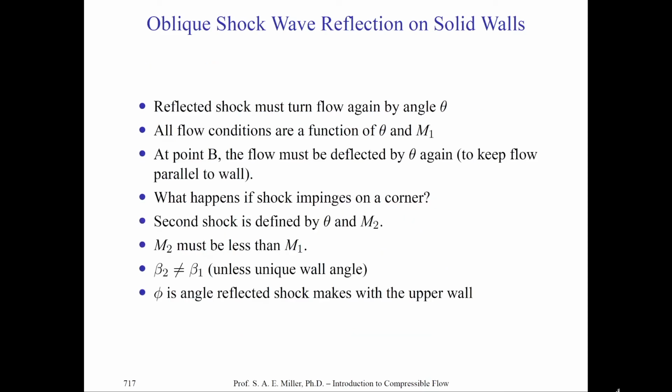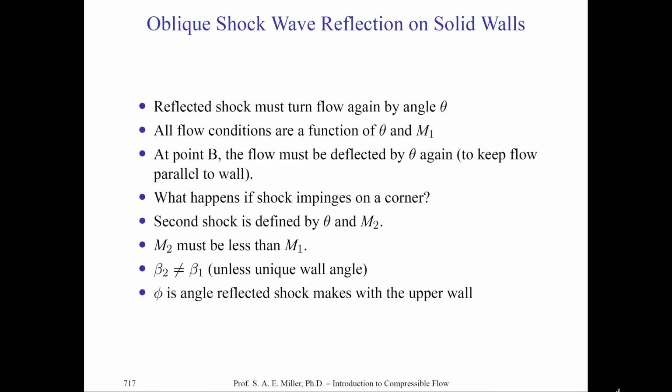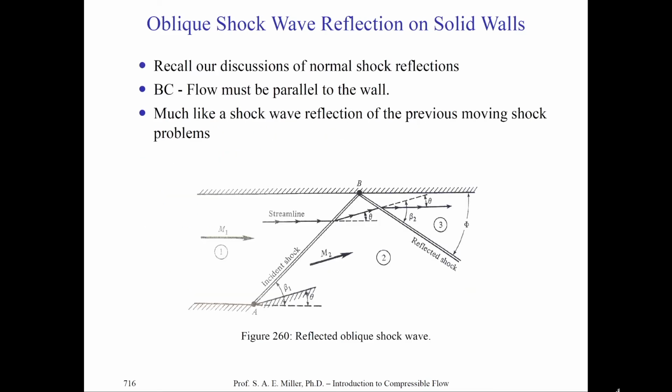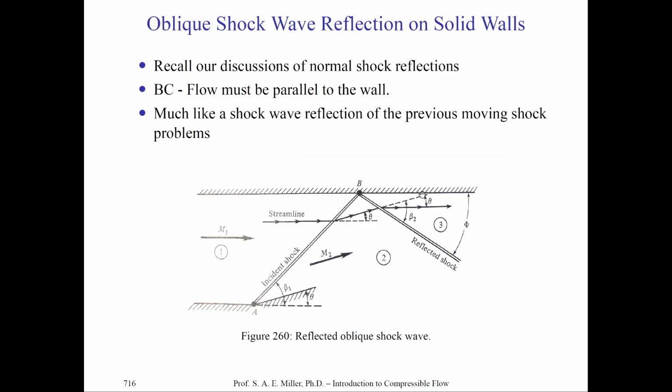Let's make some important notes about what we have seen so far in this particular problem. We know that reflected shock waves must turn the flow again by an angle theta, as we showed in our diagram and on our Schlieren. Two, all flow conditions will only be functions of each individual flow turning angle and incoming Mach number. At point B in the figure, the flow must be deflected again by angle theta to keep the flow parallel to the wall and enforce continuity, which is right here.